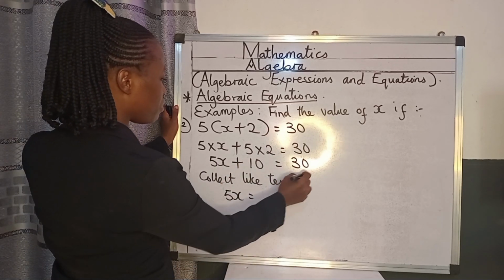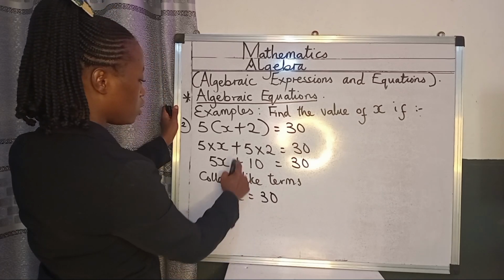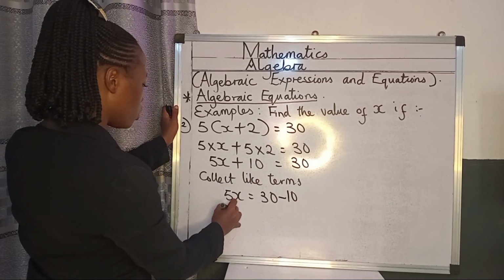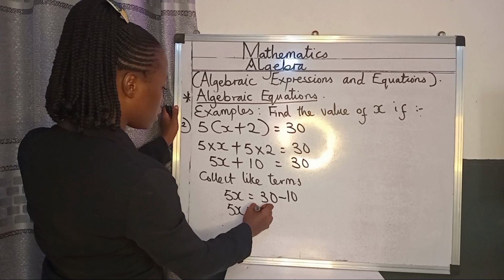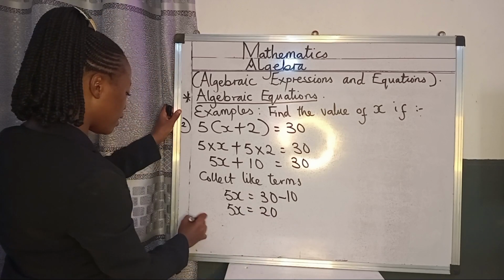Now 10 will cross and meet 30. Remember, 30 was there. It will turn to minus 10. So now 5x is equal to 30 minus 10, that is 20. How do we find x?